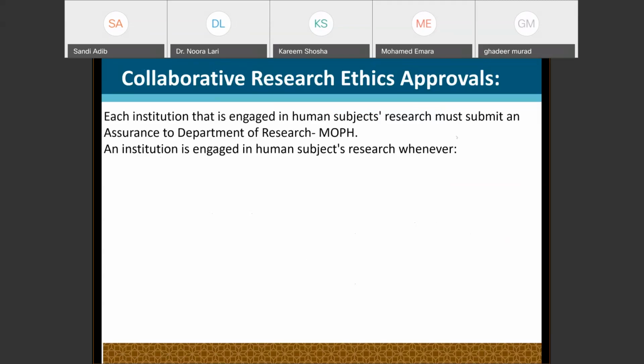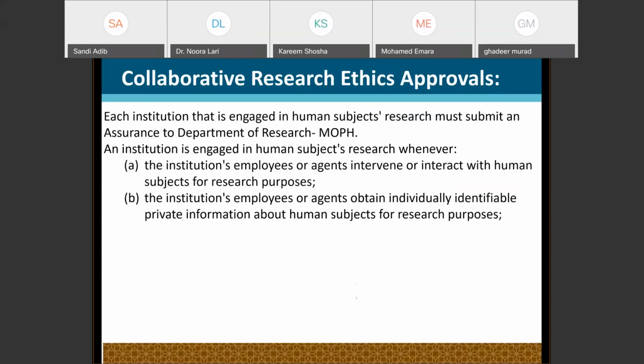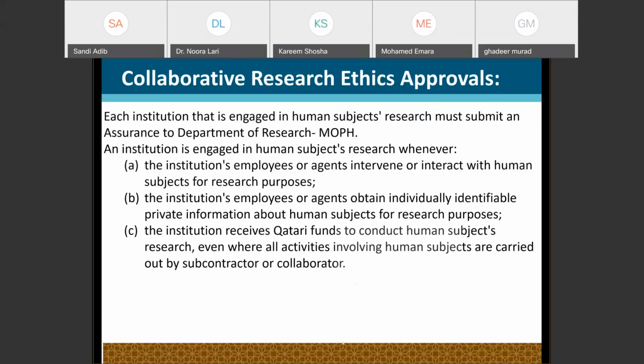This is applicable when the institution's employees or agents intervene or interact with a human subject for research purposes, and also when the institution or its employees or agents obtain individually identifiable private information about human subjects for research purposes, and also if the institution receives Qatari funds to conduct human subject research, even where all activities involving human subjects are carried out by a subcontractor or collaborator.